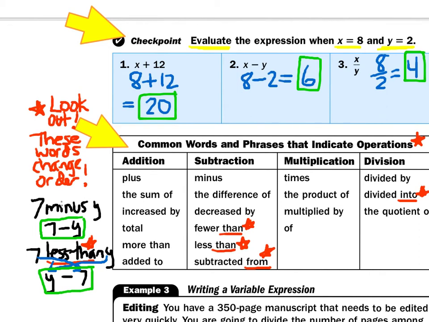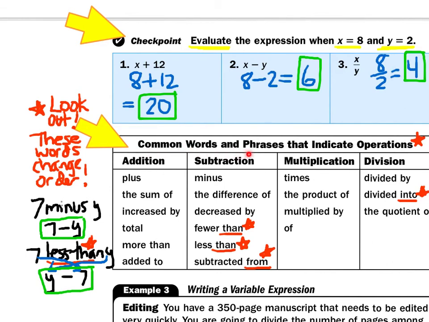Checkpoint. Evaluate the expression when x equals 8 and y equals 2. So look at number 1. All I had to do was substitute an 8 in for x. So 8 plus 12 equals 20. And I box my answer. On number 2, I would substitute the 8 in for the x, the 2 in for the y. So 8 minus 2 gives me my answer of 6. And on number 3, x over y becomes 8 over 2. So 8 divided by 2 equals 4. And I box my answer.